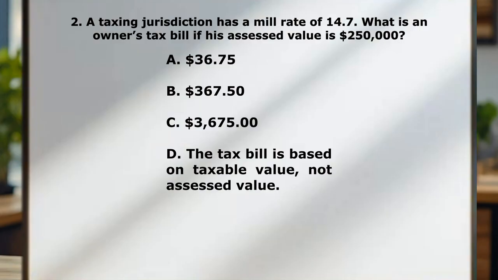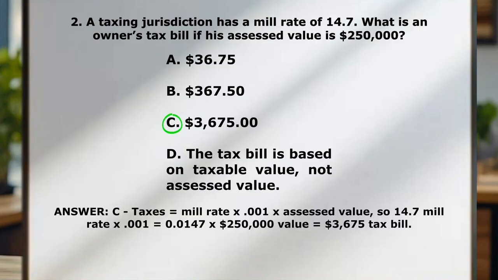The answer is C. Taxes: the mill rate times 0.001 times assessed value. So 14.7 mill rate times 0.001 equals 0.0147 times $250,000. Make sure you know with that mill rate, you just got to do that times 0.001. That's a little tricky one, but just remember that.